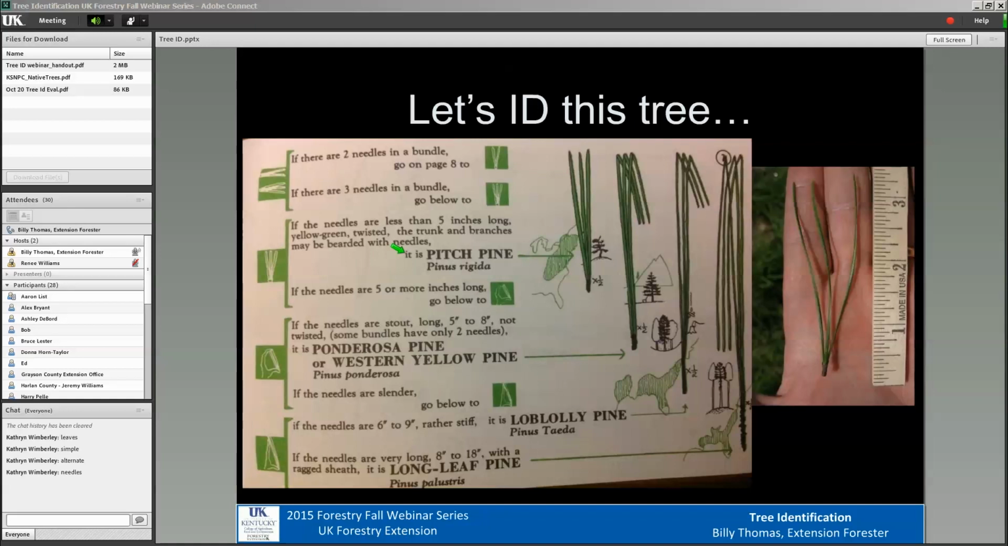We just walk through those 2 questions at a time. We try to read each one of them until we get to the species that we know we've got. Again, you want to make sure you're looking at a representative sample. If you had picked just one needle off of there and tried to work through this key, you would have been frustrated. Or if you had picked one of these tufts that only had 2 in it, you would have been frustrated.